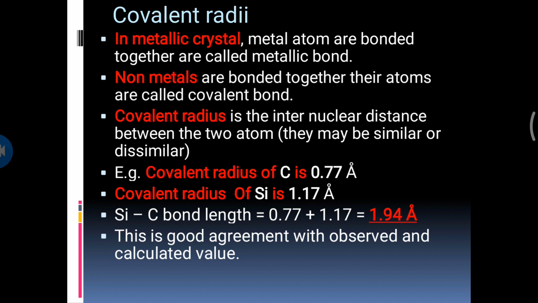So this is the covalent radii: metallic radii, non-metallic radii, covalent radii. The covalent radius of carbon is 0.77 and the covalent radius of silicon is 1.17 angstrom, and added together they form carbon silicon, whose bond length is 1.94 angstrom, in good agreement with the observed and calculated value.